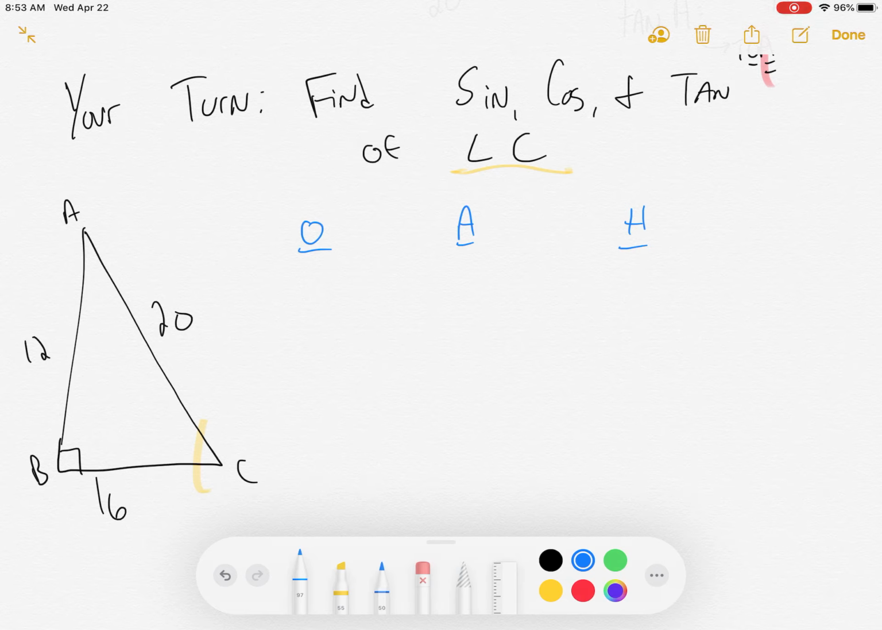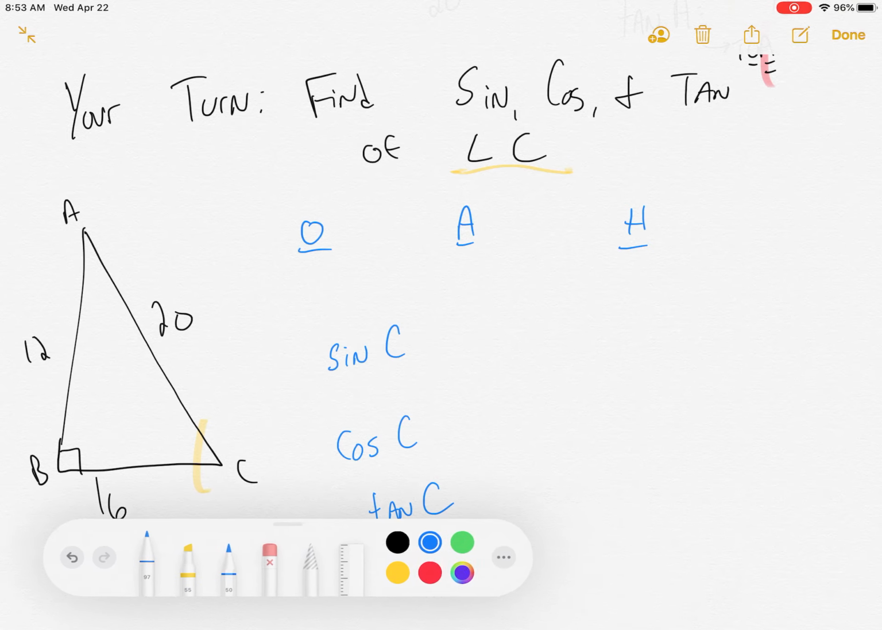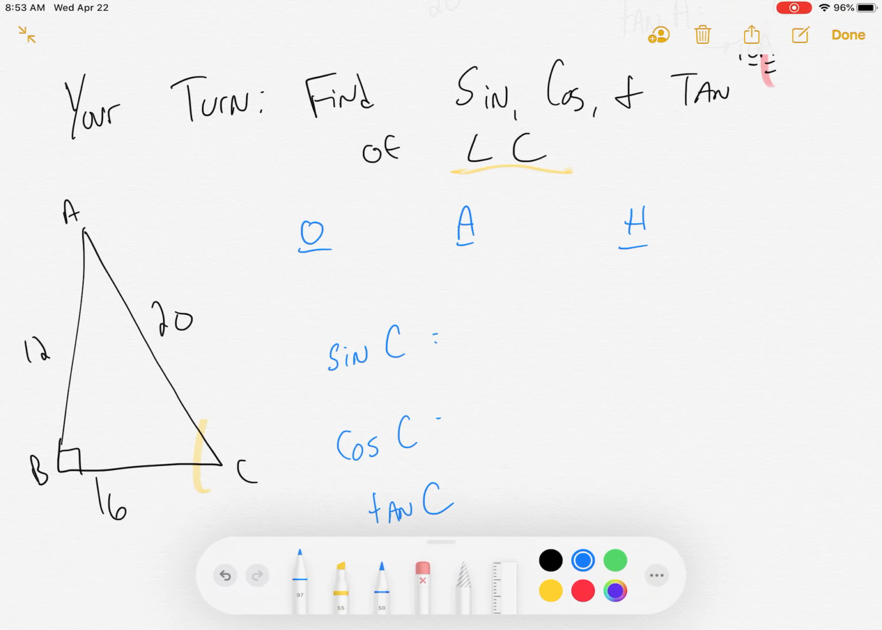So I'm going to give you guys a little bit of time. I'm going to let you list out O, A, H for angle C. You should do that for every problem. For every problem you get, list out O, A, H. Then from there, I want you to find sine, cosine, and tangent. So once you list out OAH, find sine of C, cosine of C, and tangent of C. Okay, so I'm going to shut up for about 5 seconds. Hopefully you will pause this and go from there.